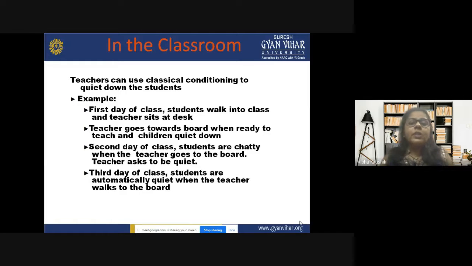In the classroom, a teacher can use classical conditioning to quiet down the students. Example, first day of class, students walk into class and the teacher sits at the desk. The teacher goes towards the board when ready to teach and children quiet down. Second day of class, students are chatty. When the teacher goes to the board, the teacher asks them to be quiet. Third day of class, students are automatically quiet when the teacher walks to the board. Means the conditioning has been done that when the teacher goes to the board to write something, they have to be quiet in the class.